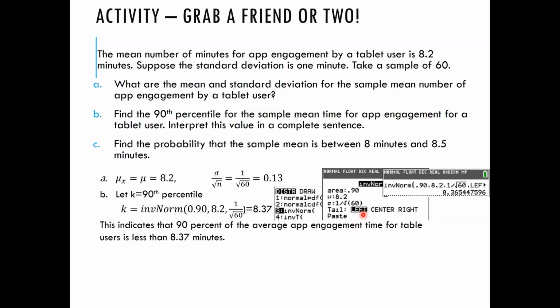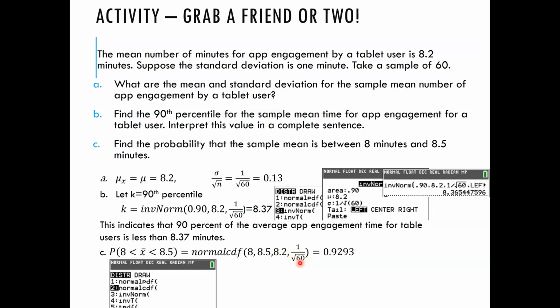All right, then for C, find the probability that the sample mean is between 8 minutes and 8.5 minutes. All right, so if we're finding probability, not percentile, do we do inverse norm for that, or do we do norm CDF for that? So that one we do norm CDF, right? All right, so for the normal CDF, if we're finding the probability between this is our low value and this is our high value, remember we do the lowest value, the highest value, the mean, the standard deviation.